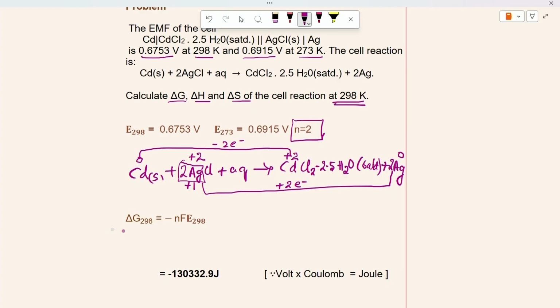Once we get the value of n, you can find out the delta G value, that is delta G is equal to minus nFE, and remember the temperature has to be 298, and that is why I have given this as subscript. It is 298. So, E also has to be taken at 298 to get delta G at 298. n is equal to 2, F is equal to 96,500 coulombs, multiplied by the EMF of the cell at 298, which is 0.6753 volts, and volts into coulomb is joules. Therefore, just calculating it using a calculator, you get minus 130,332.9 joules. Now, this is delta G.